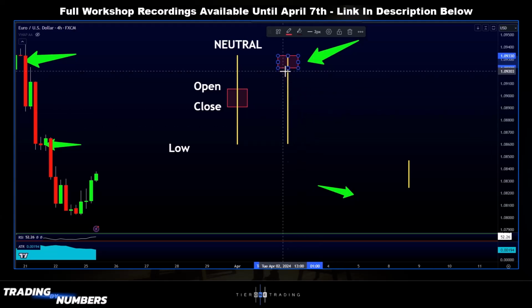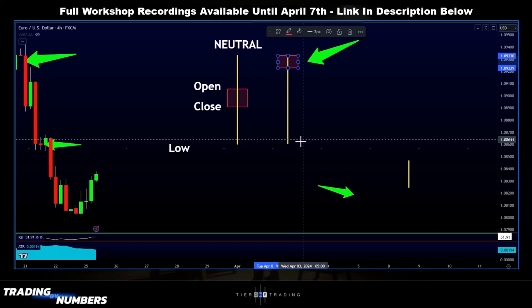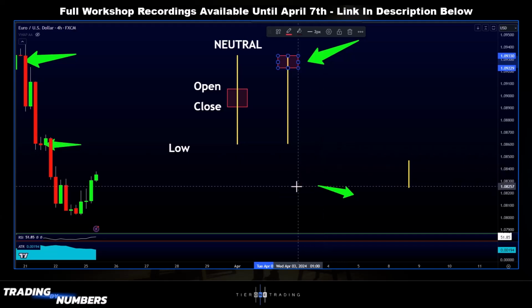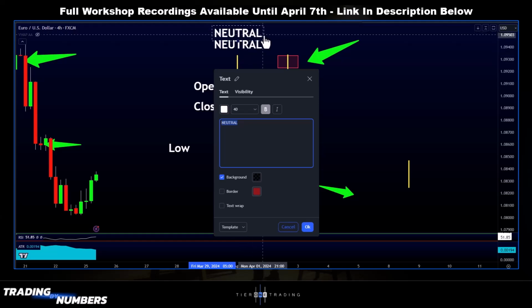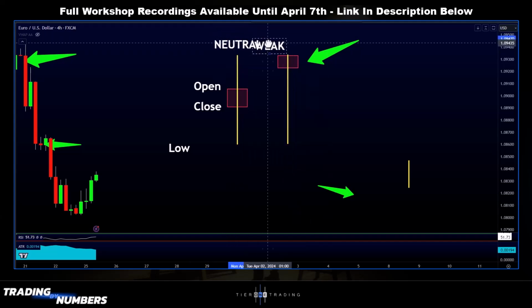Buyers came in and whooped that butt, right? Now, it was still a bearish candle because it closed lower than its open. So it's technically red, or whatever color you have your bearish candle. But would we call this a strong bearish candle? No? What about neutral? No? What would we call it then? We call it a weak bearish candle.